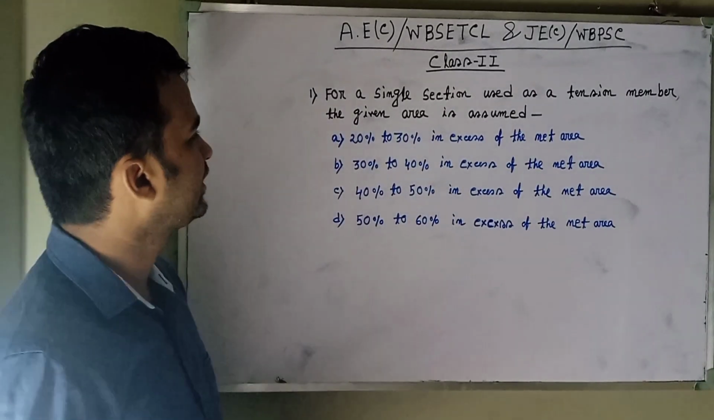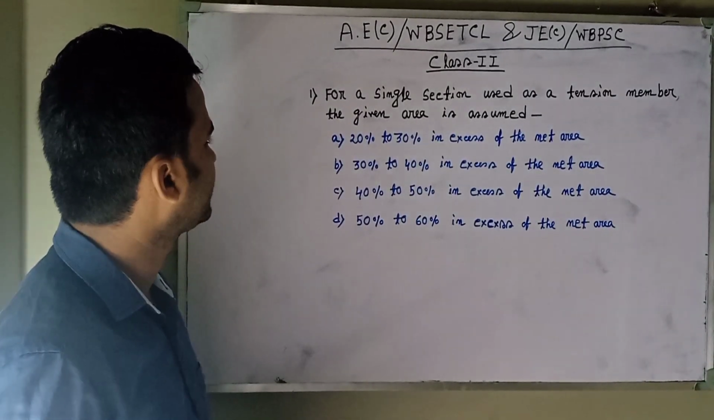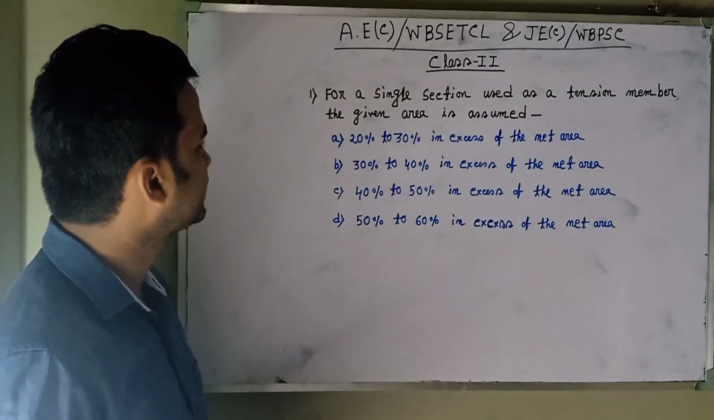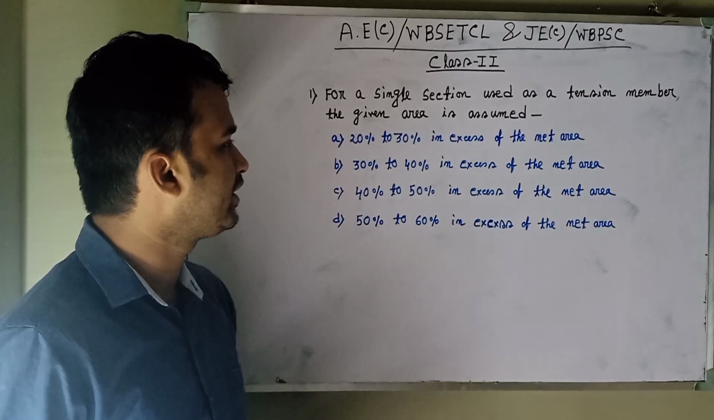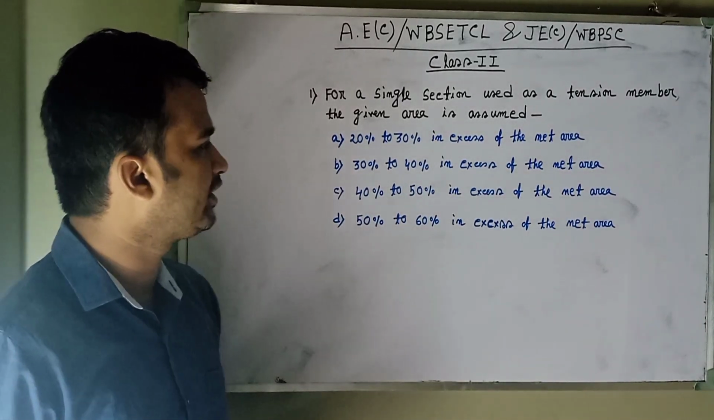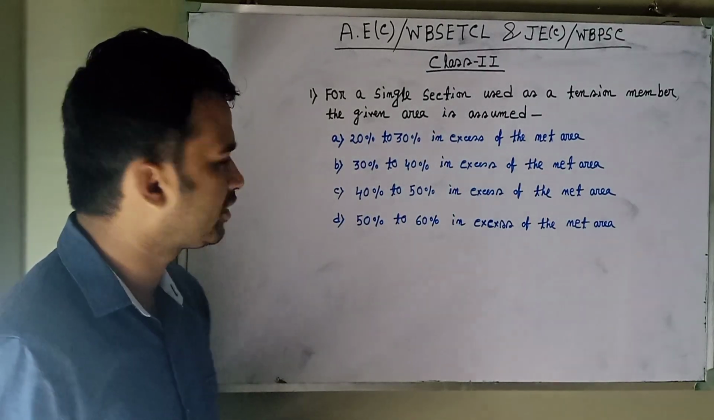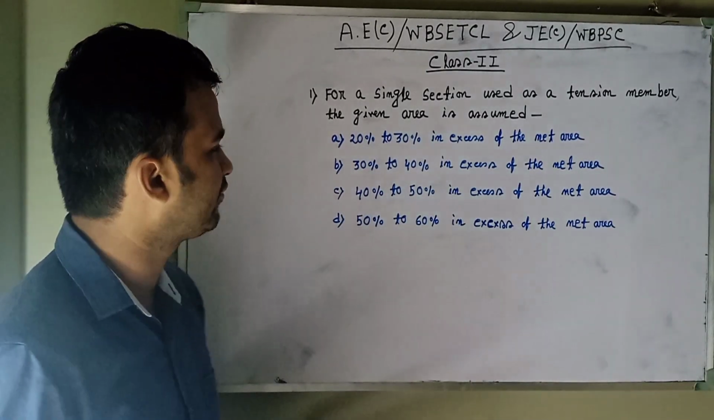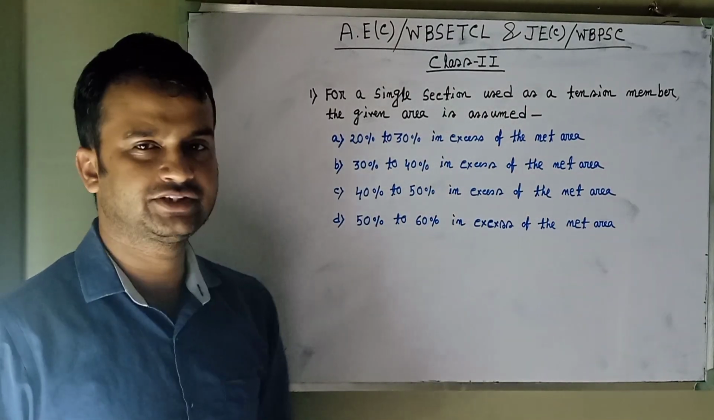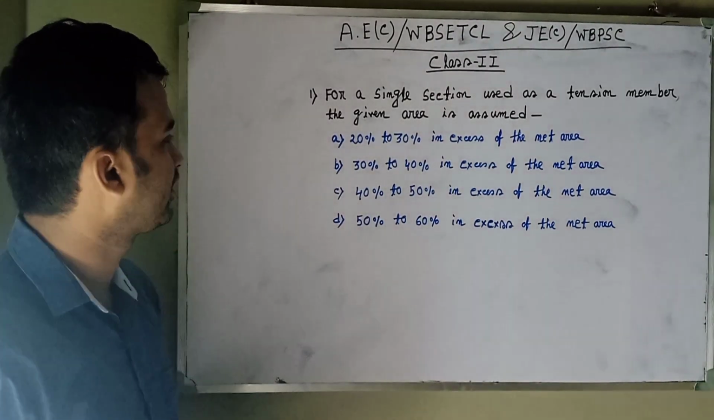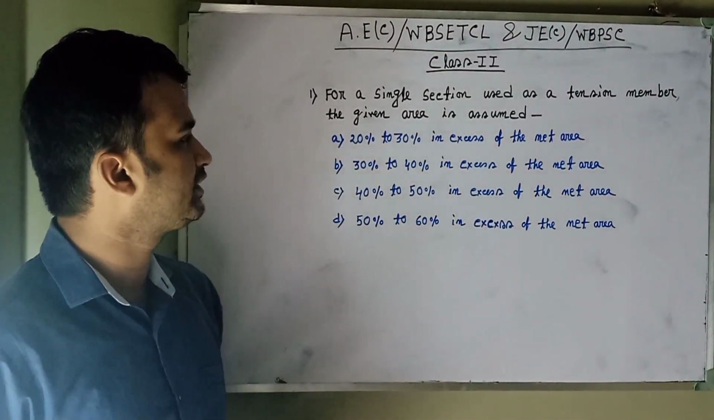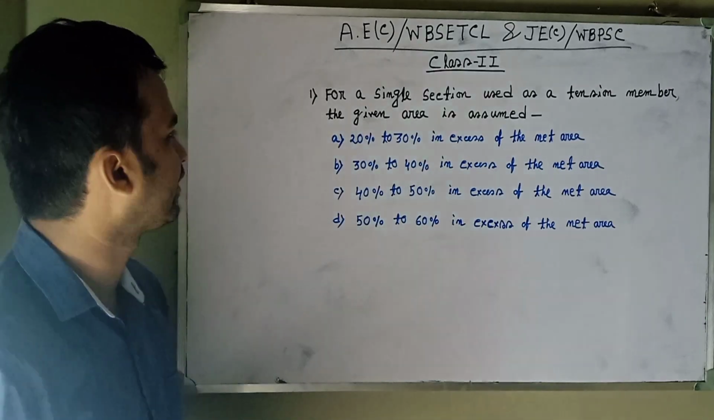For a single section used as a tension member, the gross area is assumed. Option A: 20% to 30% in excess of the net area. Option B: 30% to 40% in excess of the net area. Option C: 40% to 50% in excess of the net area. And option D: 50% to 60% in excess of the net area. And here the correct answer is 20% to 30% in excess of the net area, option A.